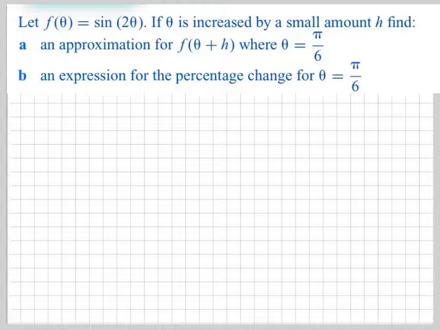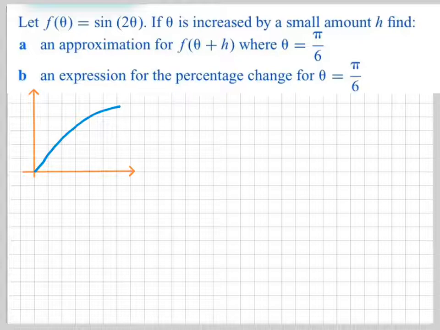f of theta is sine 2 theta. If theta is increased by a small amount h, here we go. So you see that word approximation? What does that tell you? Linear approximation. That's what it is. In order to help you understand this, I'm going to draw a little graph.